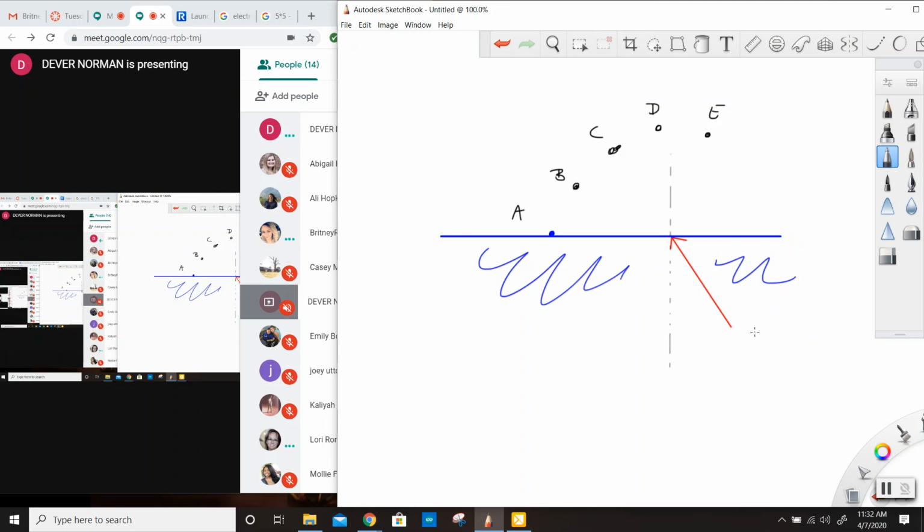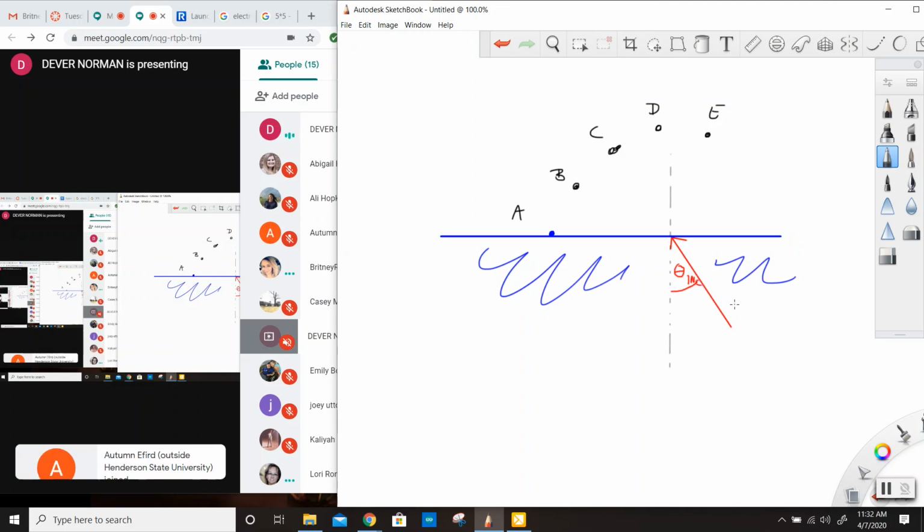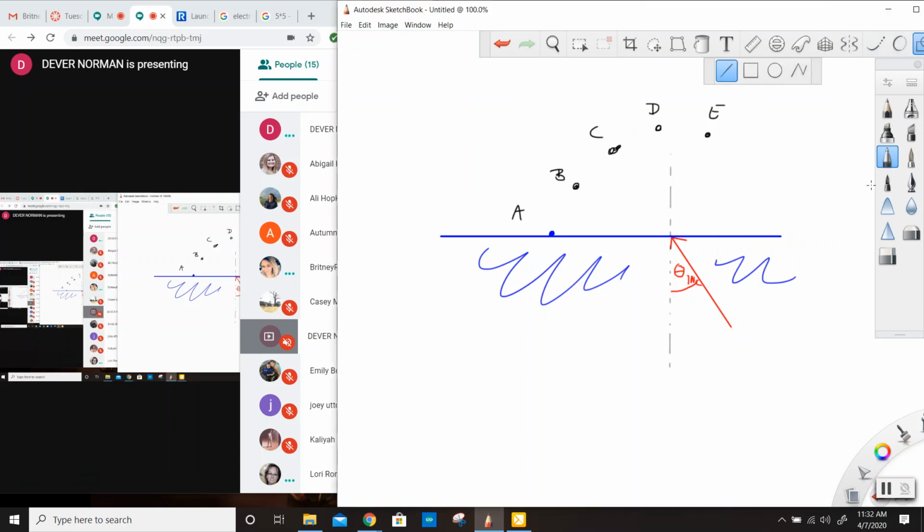Okay, so do you remember our principles, which are that we're going to look at an angle with respect to the dotted line, and we call that theta incident, right? That's the incident ray. And then the exiting ray is going to be somewhere else, and so let's do a line.